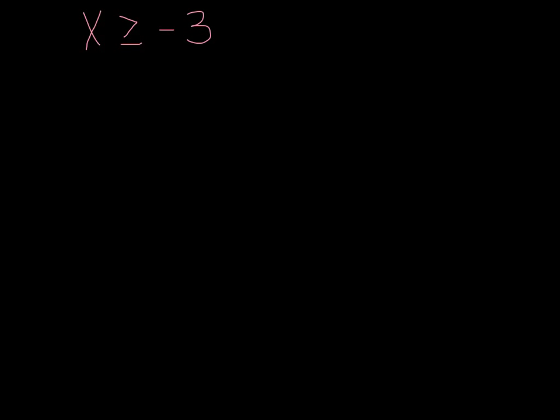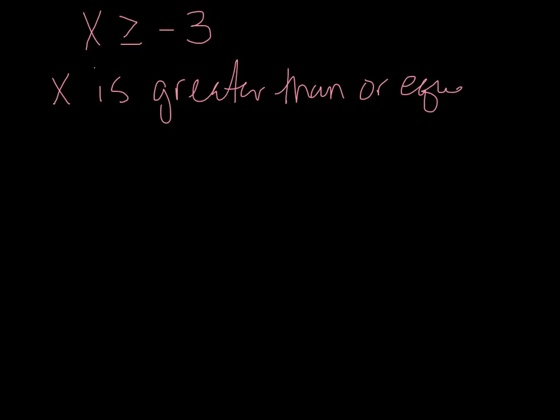All right, first thing, we have x, and this one is greater than or equal to -3. So the first thing we're going to do is put this in words, and you put it in words exactly as you're going to read it. So x is greater than or equal to, because it has the line, -3.